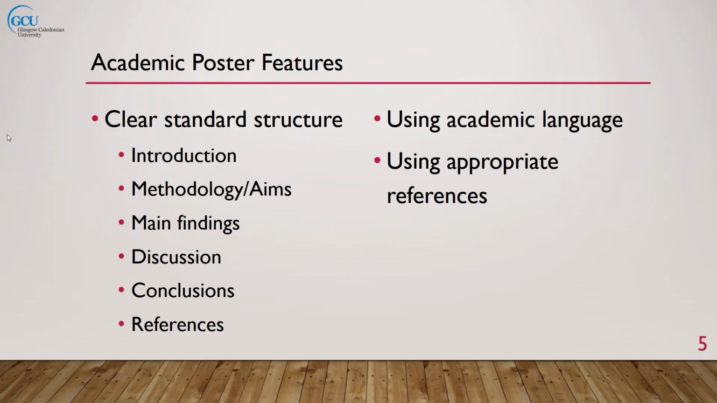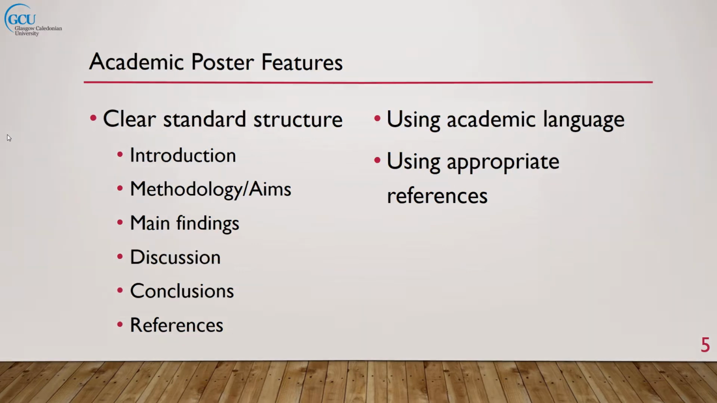The general structure of an academic research poster is the same as any other written piece of work: introduction, methodology or aims, main findings, discussion on those findings, conclusions, and a list of references that are used on the poster itself. It is using academic language, as I mentioned, and you have to use appropriate references.